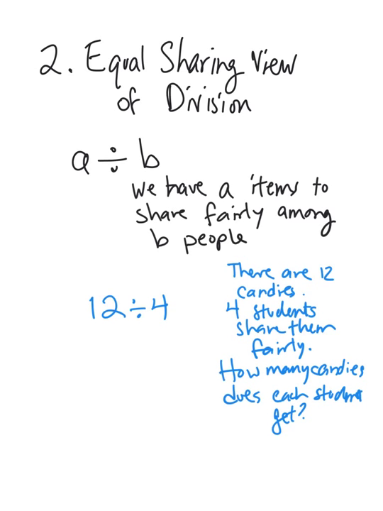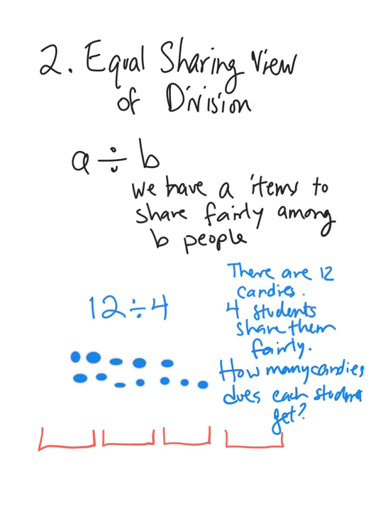In that case, we've got 12 candies. Let me try to model what this would look like. There's 1, 2, 3, 4, 5, 6, 7, 8, 9, 10, 11, and 12. And I want to put these 12 candies and share them among 4 students. So I'm going to draw little boxes to represent the 4 students, 4 boxes. And then I'm going to move the candies one at a time.